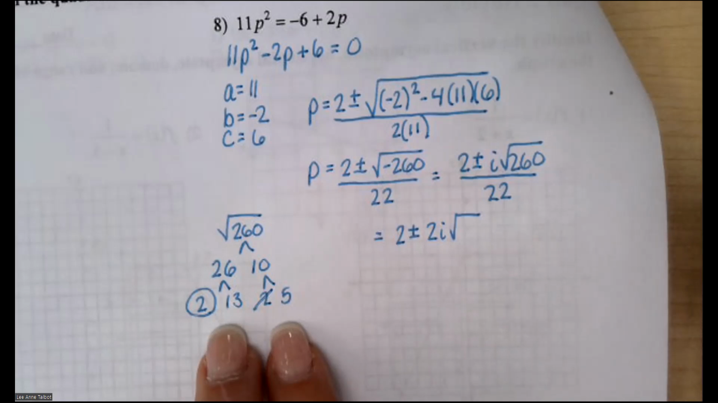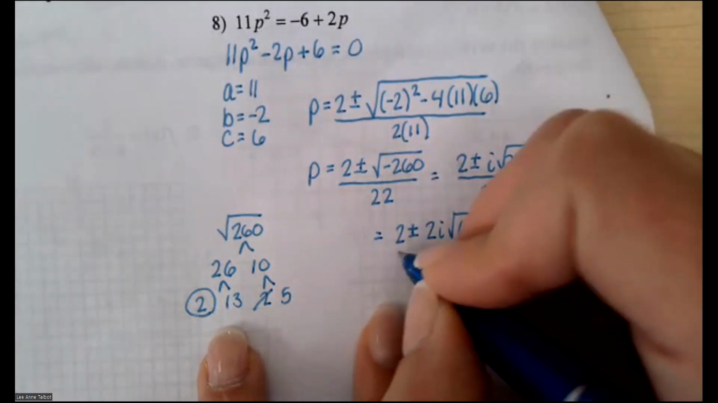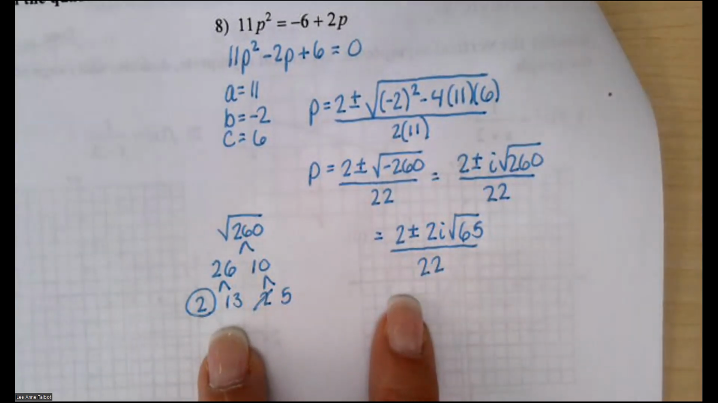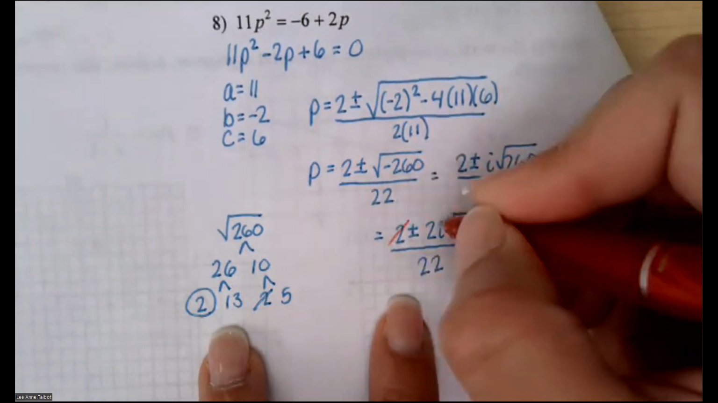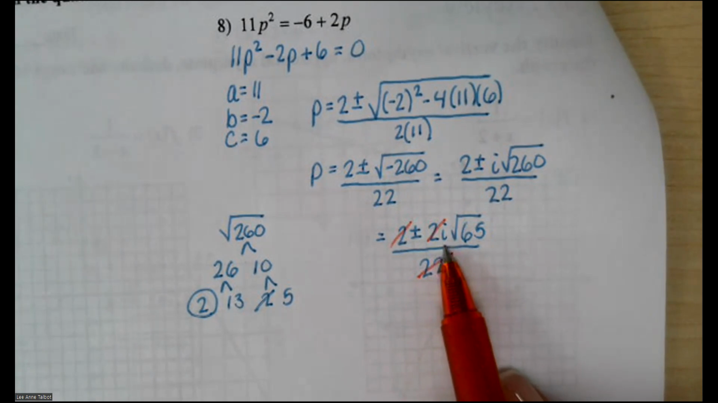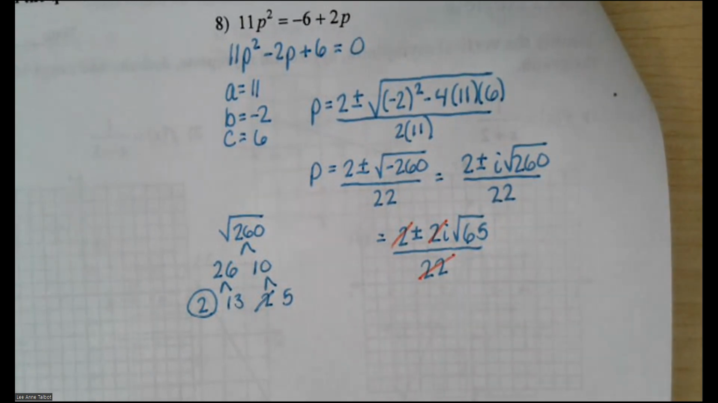65. Do you see where the 65 came from? Yeah. You're good then? Okay. And then one last thing, just because you have to reduce that, by dividing them all by 2. You're going to get 1 plus or minus i root 65 over 11. Okay. Now, wait, where were we?